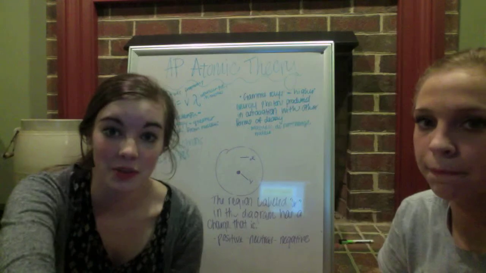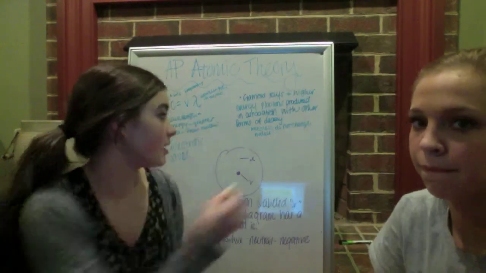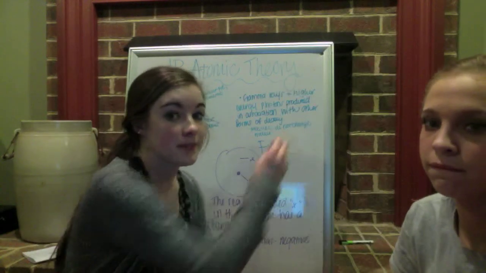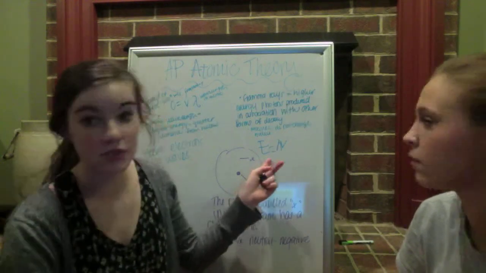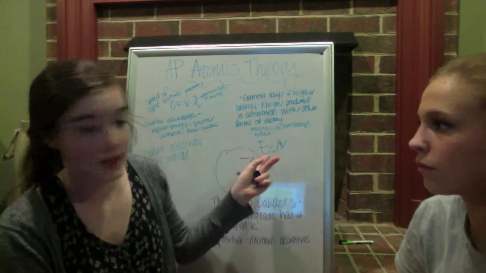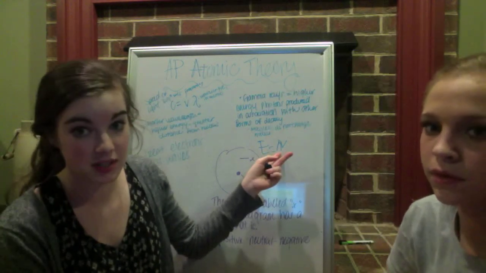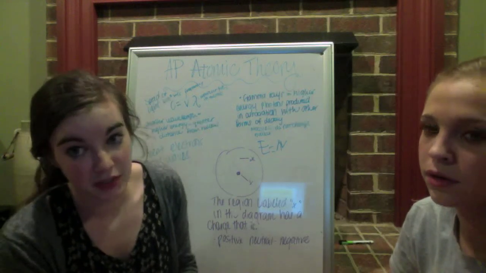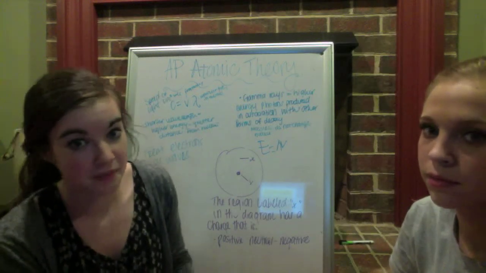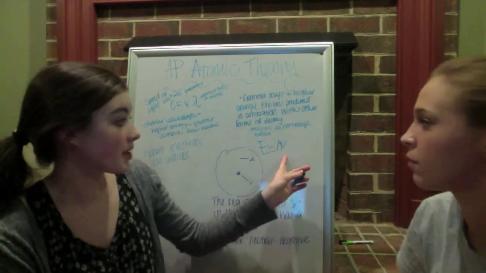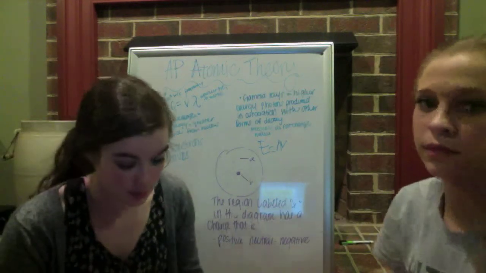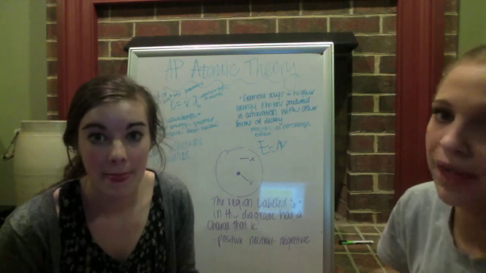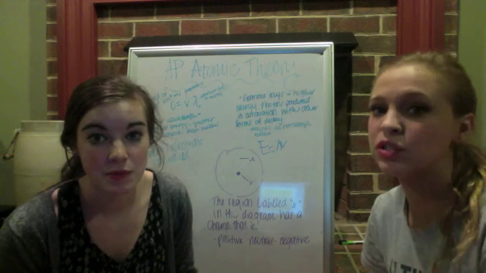And there's also another equation. It's E, capital E, equals hv. E equals energy in joules, and h is Planck's constant, which is 6.626 times 10 to the negative 34 joule-seconds. And v equals frequency. And that basically just explains how the energy of electromagnetic radiation is directly proportional to the frequency of radiation.